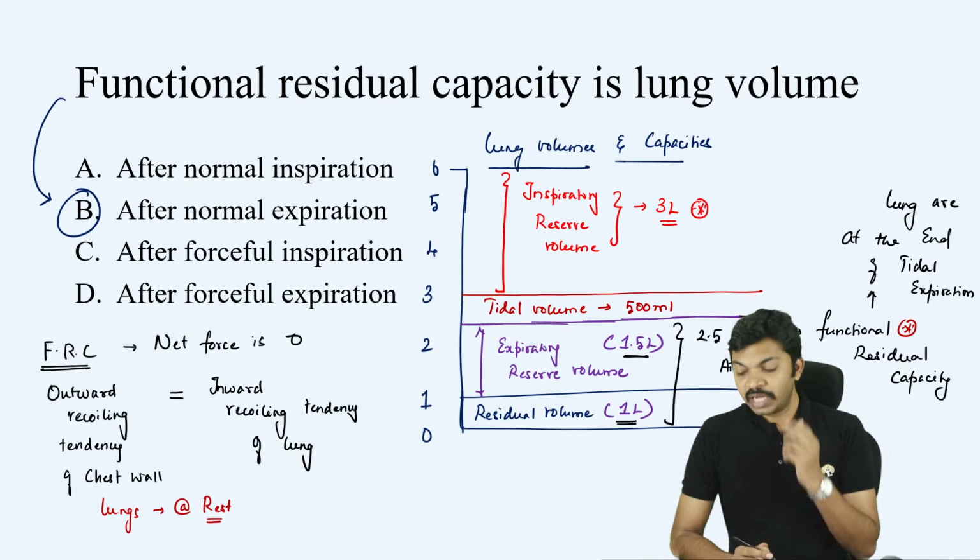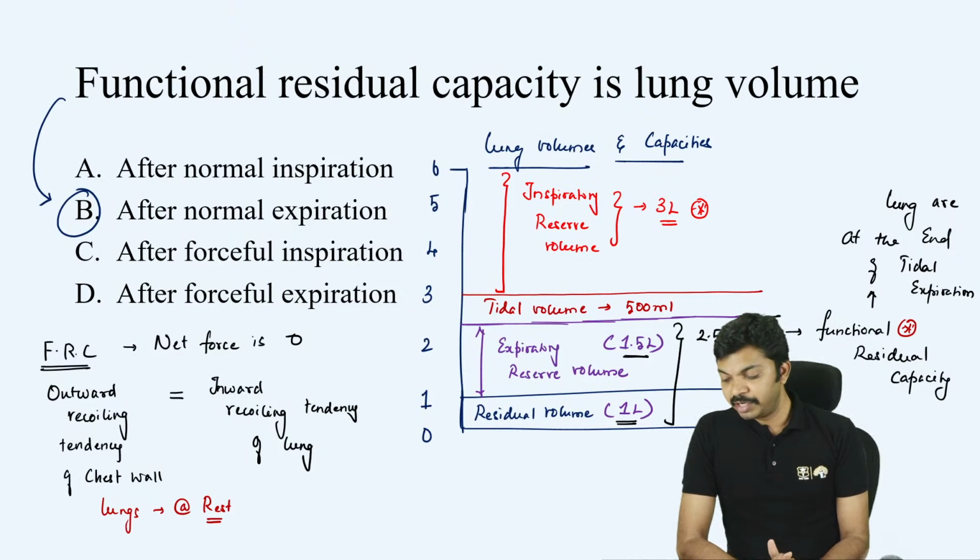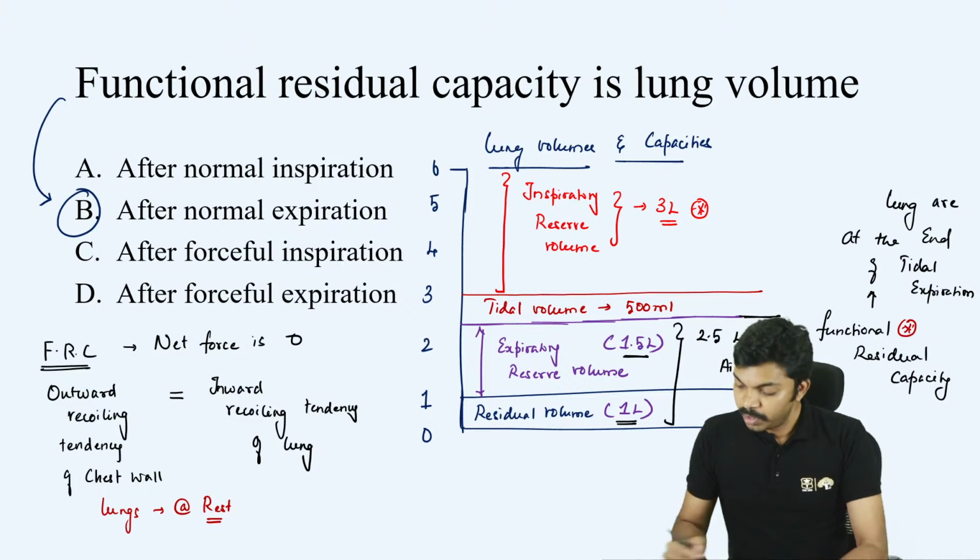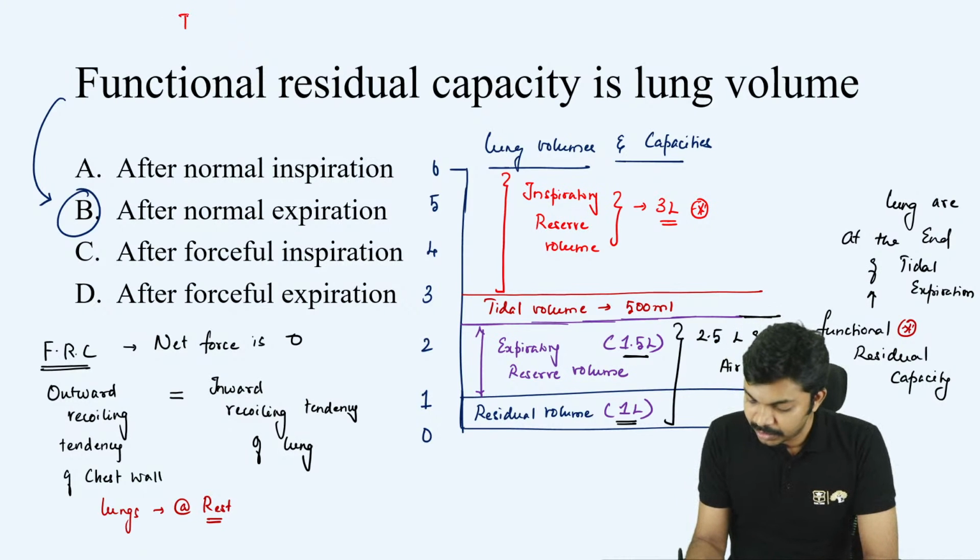So that's lung volume, guys. We have inspiratory reserve volume, tidal volume, expiratory reserve volume, as well as residual volume. When it comes to capacities, inspiratory reserve volume plus tidal volume is going to be inspiratory capacity.